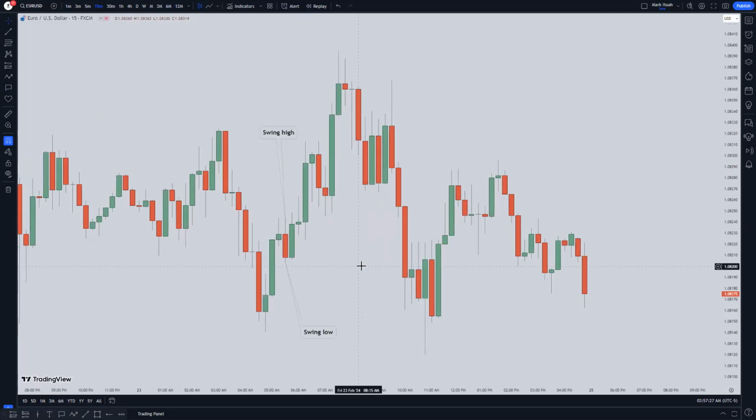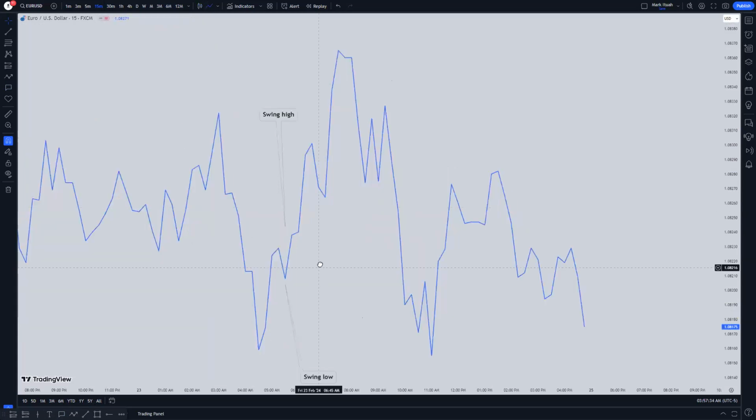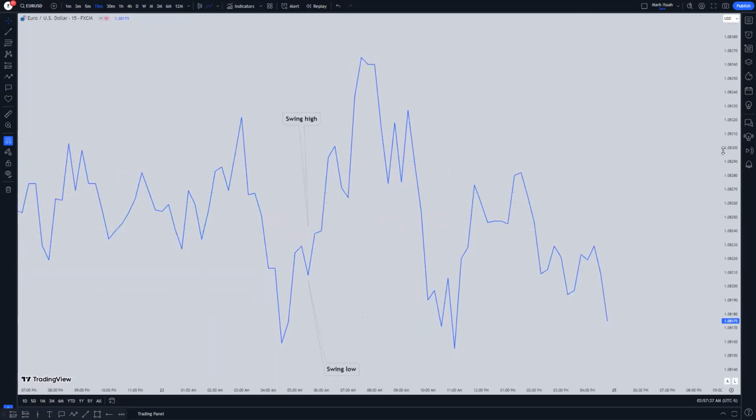Now, when it comes to the line chart, why do I talk about the line chart? It becomes easier and better when you switch on your line chart. So we all know what the meaning of swing is.